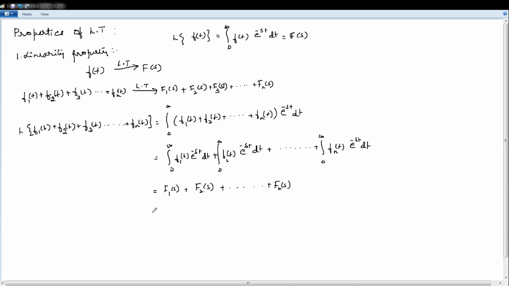So this is my right hand side. I have started from the left hand side, I have taken the Laplace transform, indicated by L, and I have proved it to be equal to the right hand side.